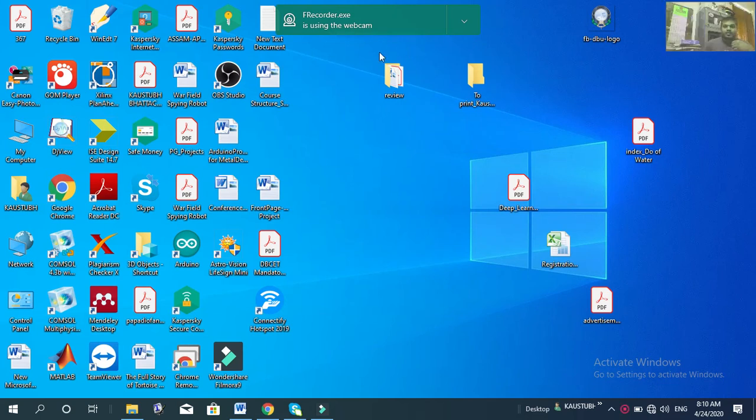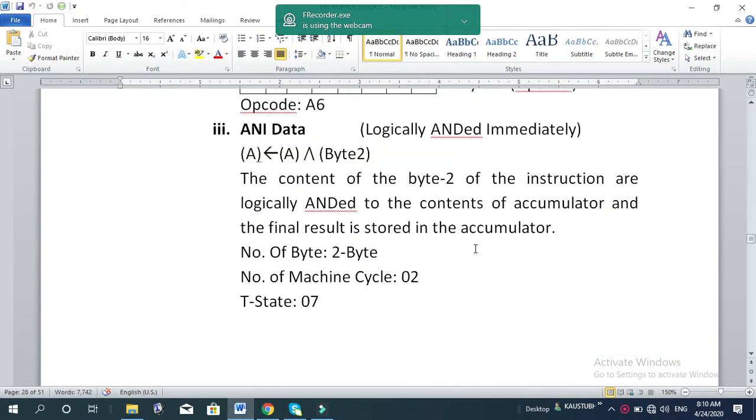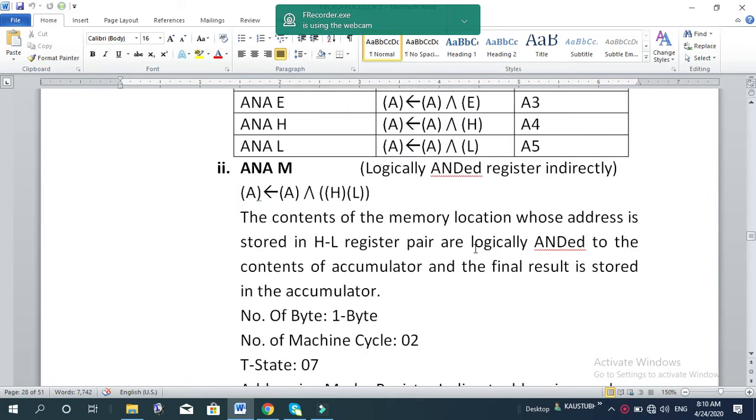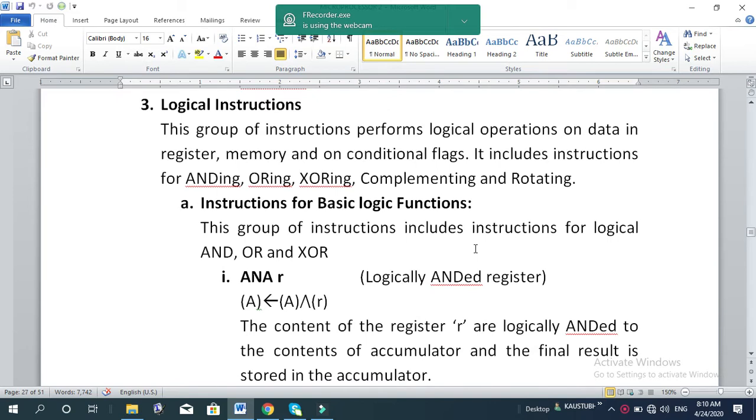Everyone, in this video I am going to explain the different logical instructions available in the 8085 microprocessor. Okay, so let's start. So in the 8085 microprocessor, the logical instructions available are basically for ANDing, logically ORing, and logically XORing.